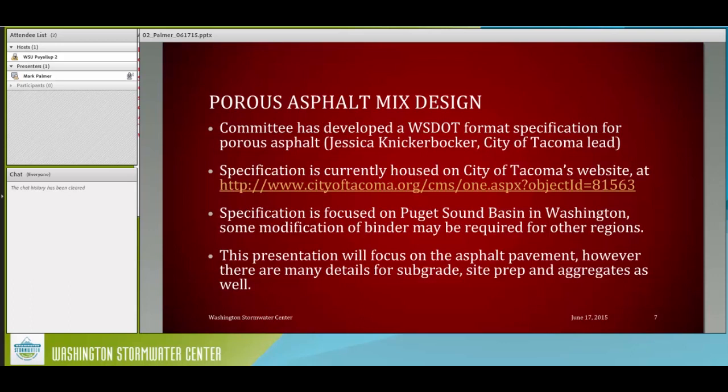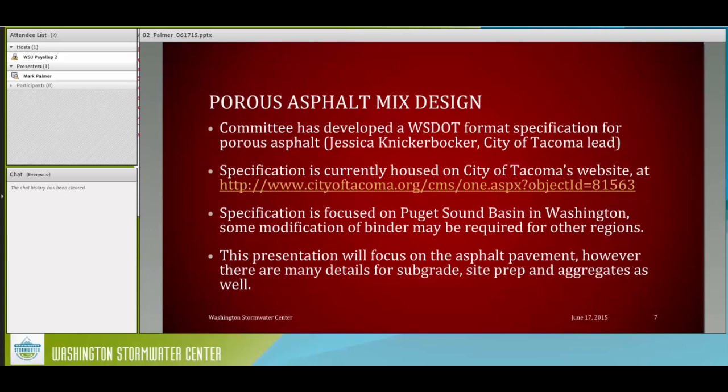The specification draft was at the City of Tacoma's website, but there's now a current Washington State APWA amendment available in the general special provision section. So keep in mind that the porous asphalt specification we're talking about here is based on the Western Washington Puget Sound Basin. Your binder may need to be modified somewhat, generally up from 70-22 to 76-22 or even higher, depending on where your project is located.